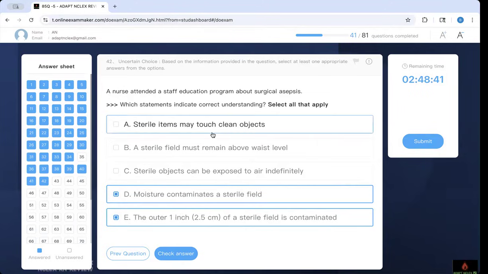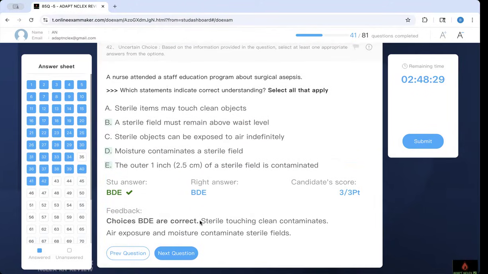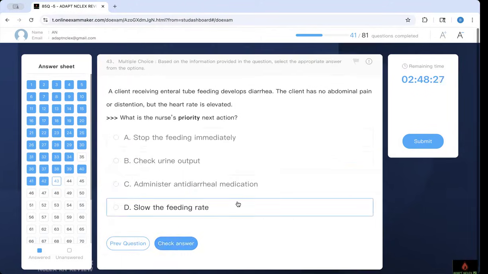A sterile object should not touch a clean object. And a sterile field should be above your waist. Of course, air can affect it. So those are the surgical asepsis information.